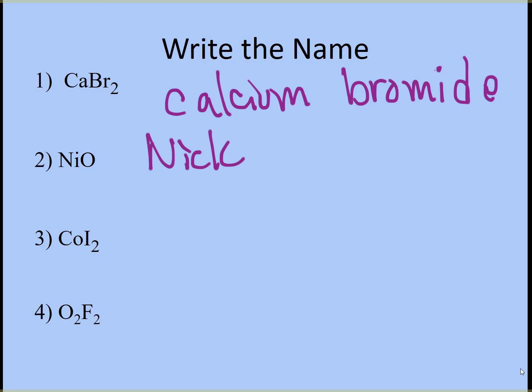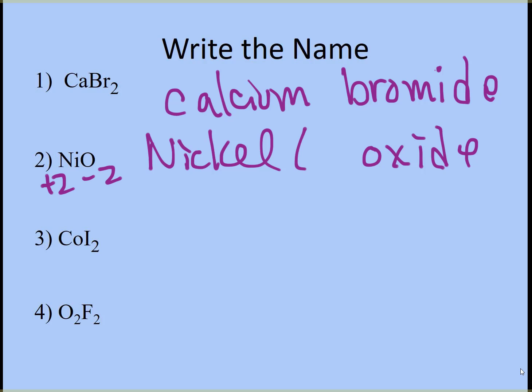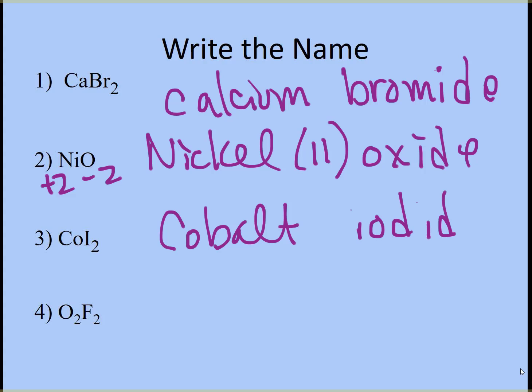This one's nickel and oxide, and nickel's in those transition metals, so I better figure out what it is. It's a +2. So oxygen on the periodic table is a -2, so that means this is nickel 2 oxide. This is cobalt iodide. Each iodine is a -1 for a total of -2, so that means the cobalt is a +2. So cobalt 2 iodide.